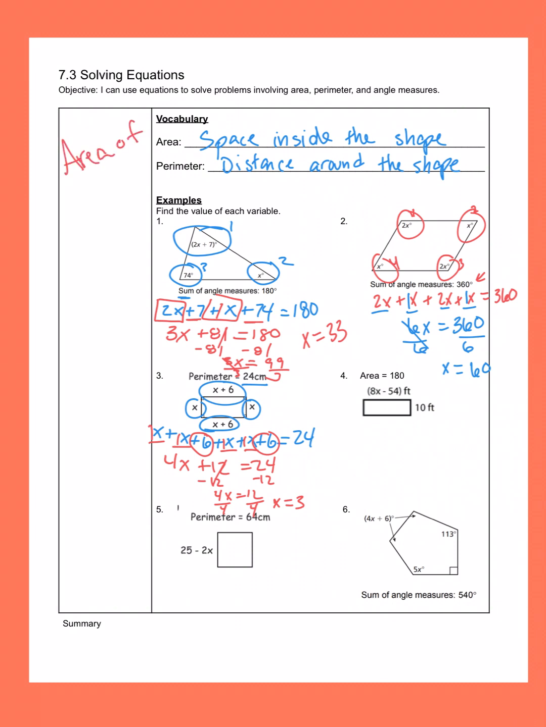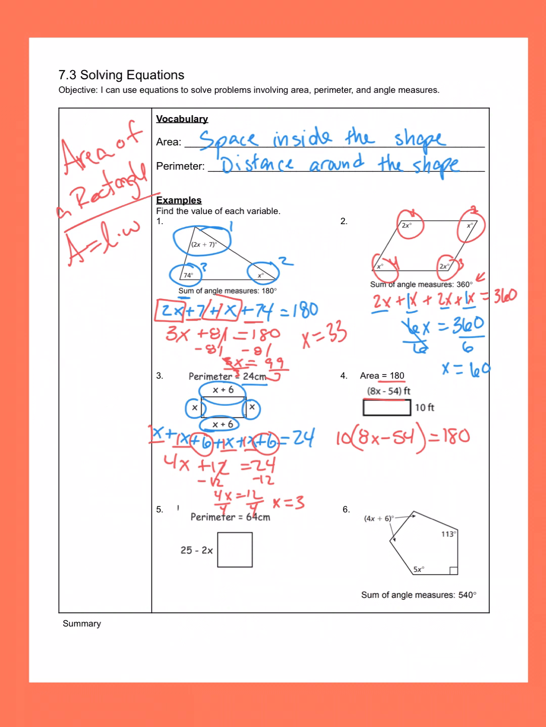The area of a rectangle: area equals length times width. So then we have to take the length, which is the 8x minus 54, and times that by the width. So times that by the 10. And together that has to equal that 180 it gives us.